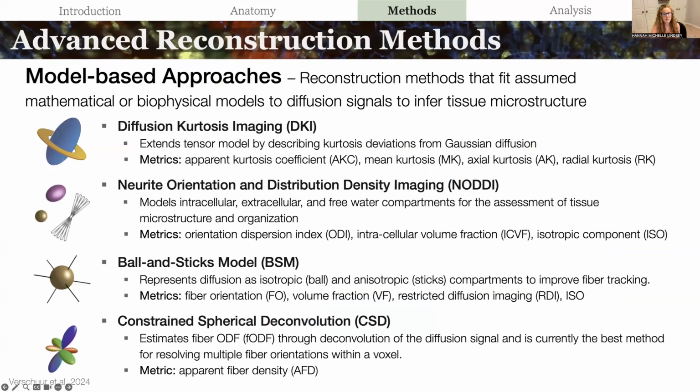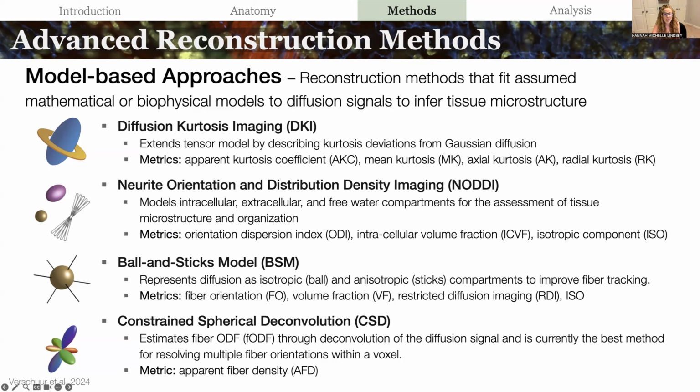The development of HARDI was really such a big deal because it allowed us to implement a large number of advanced models for reconstructing the data that we collected with the HARDI acquisition. These reconstruction methods generally fall into one of two camps. There's model-based and model-free methods.